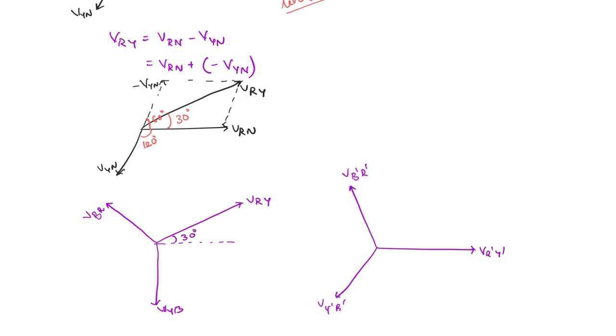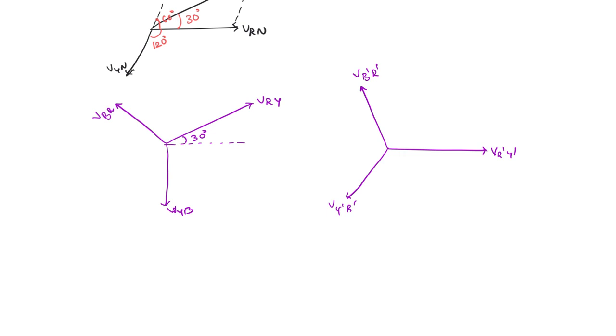So you can see that each of the line voltages, this is VR dash Y dash and this is lagging this VRY by 30 degrees. Similarly for VBR and VB dash R dash. Okay. So that is how the star side leads delta side by 30 degrees. If the primary is star side, then primary will lead by 30 degrees.